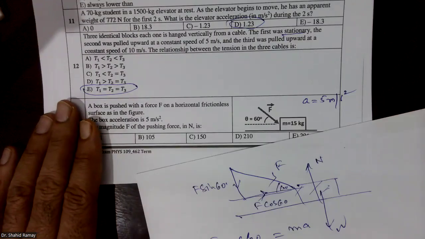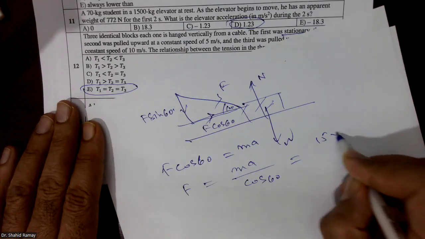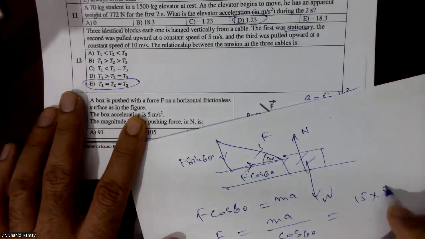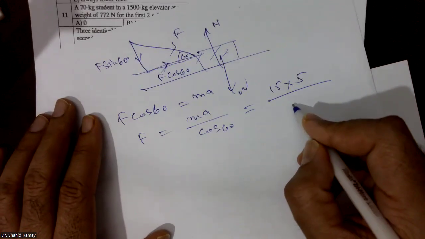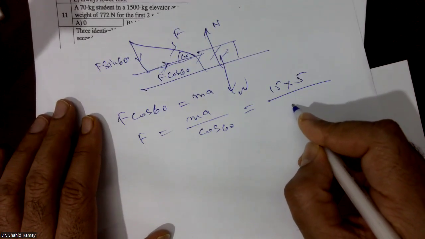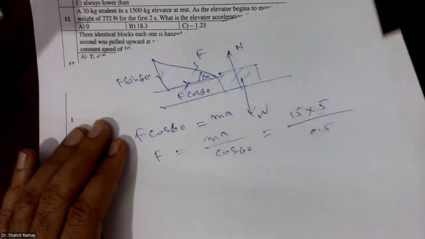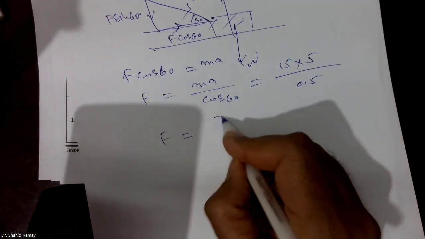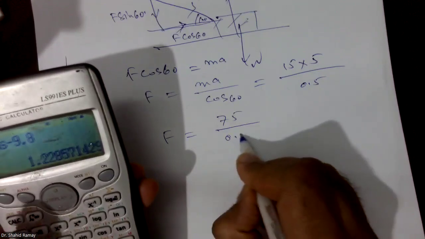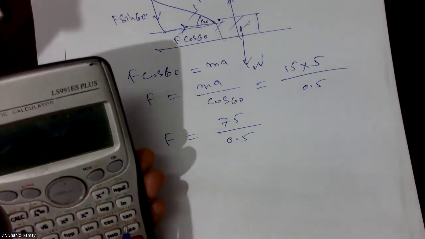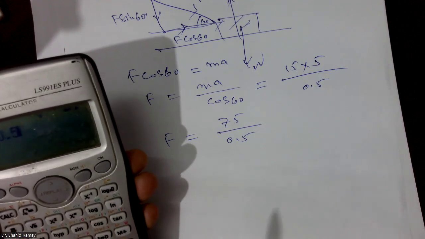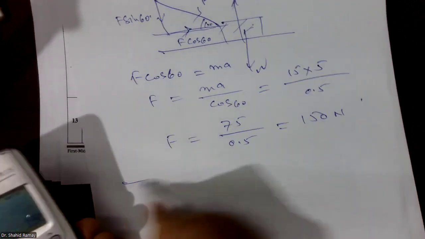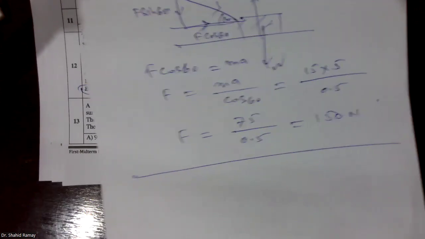M is given. It is 15 kg, and 5 is the acceleration, divided by cos 60. Cos 60 is 0.5 or 1 over 2. Now you can solve it. F is equal to 75 divided by 0.5, so the answer is 150 Newton. In this way, you can solve this problem.